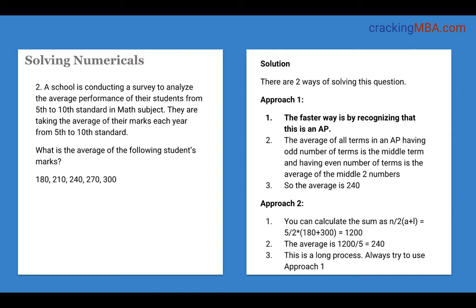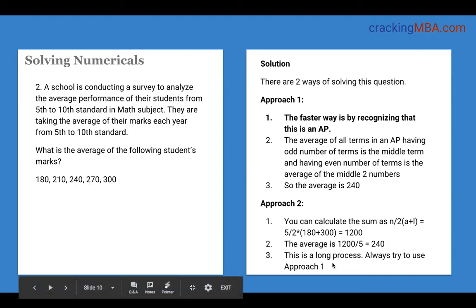Like we discussed before, for the average of an AP, we can clearly see that this is an AP with a common difference of 30 and an odd number of terms, correct? So as we discussed before, the average is very simply the middle term, which is 240. That is the faster approach.